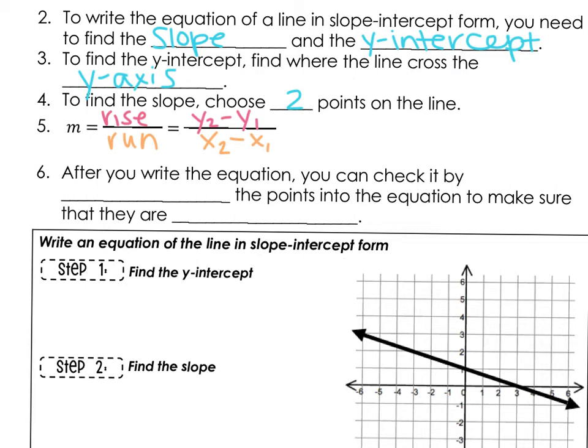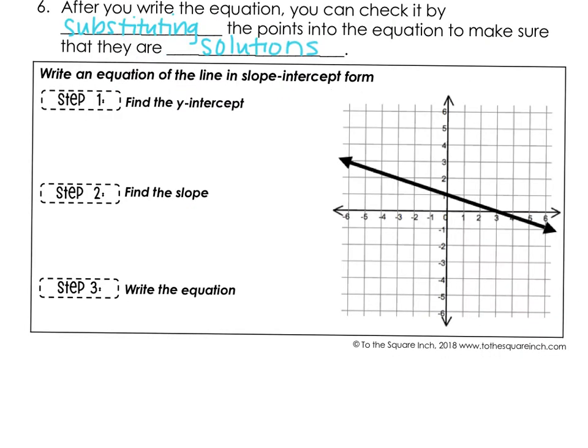After you write the equation, you can check it by substituting the points into the equation to make sure that they are solutions. Alright, so now we're going to do one example. Step 1 is to find the y-intercept.